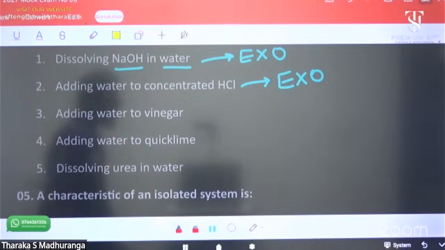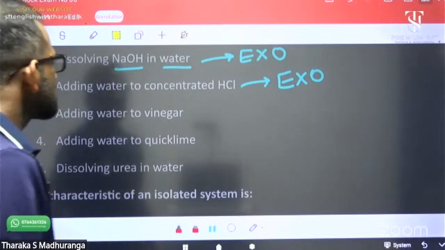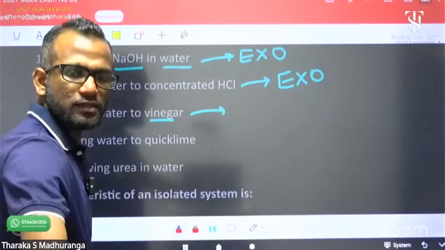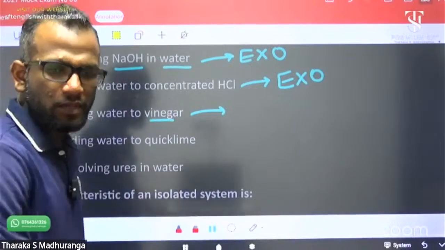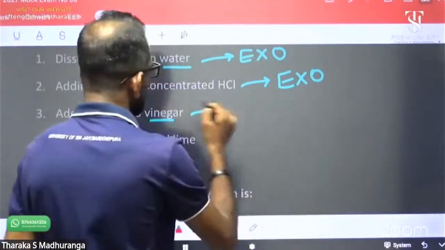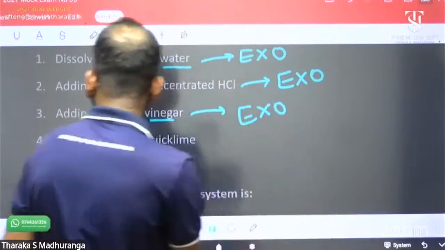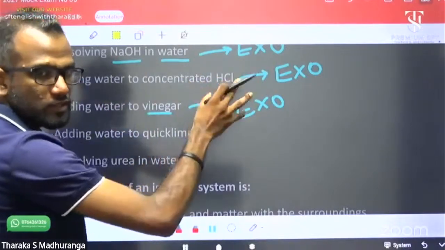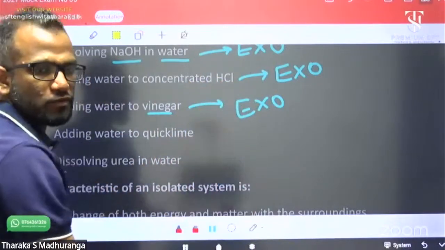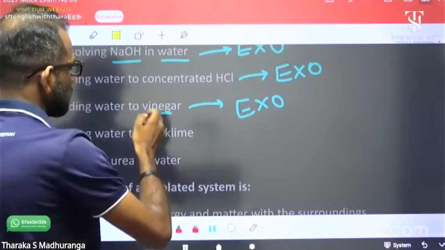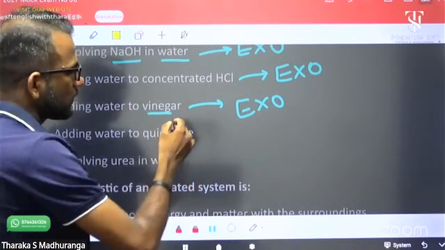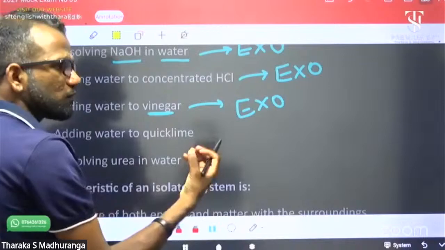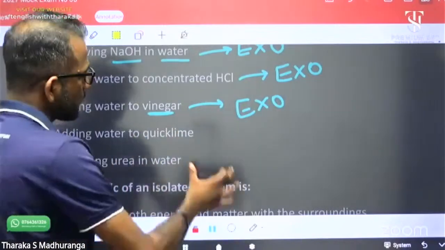What do you think? Water into vinegar, that one also. Vinegar is also an acid, and an acid-water reaction is also exothermic. The HCl and water reaction is highly exothermic, that means it produces a huge amount of heat. But vinegar means acetic acid, a weak acid, so it produces very little heat, not much heat, right?